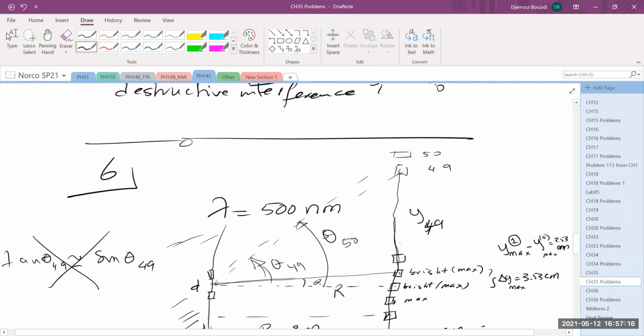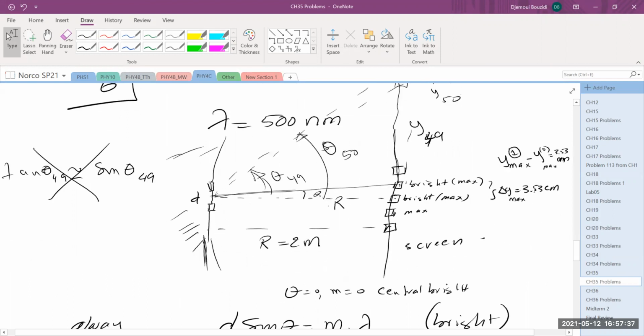We just found it. The tangent of theta 49 is equal to y 49 divided by r. And the tangent of theta 50, which is this angle, is actually y of 50 divided by r. So that's the formula I'm using. So I need to find y 49, and I need to find y of 50 and find how far apart they are. It's not going to be 3.53 centimeters. This is valid only near the center.